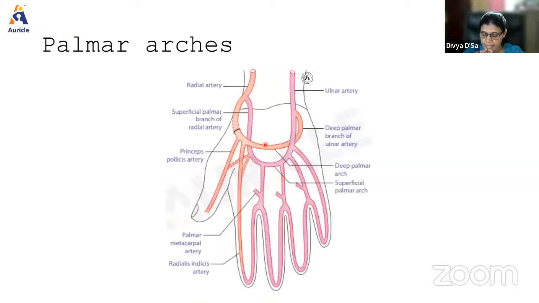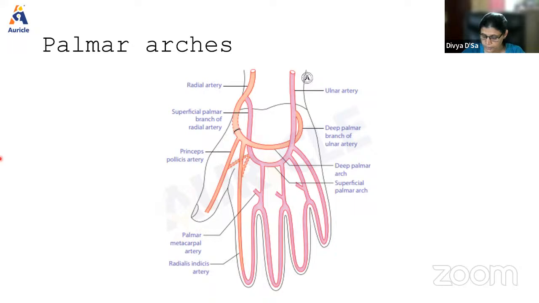The applied aspect here is that any laceration of the palmar arterial arches, lacerated wounds, can cause profuse and uncontrollable bleeding. To avoid the loss of blood, you compress the brachial artery against the medial side of the mid-arm. That is the most effective way to control it. Otherwise, in the palm, it is very difficult to control the bleeding.